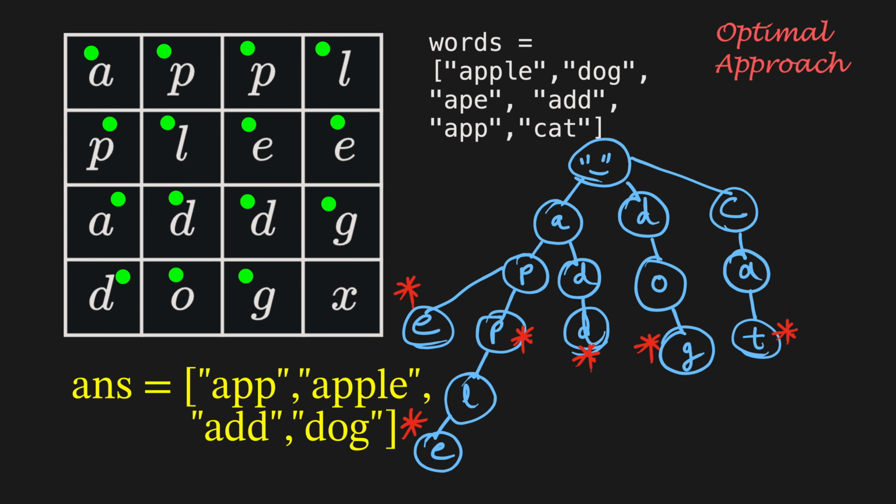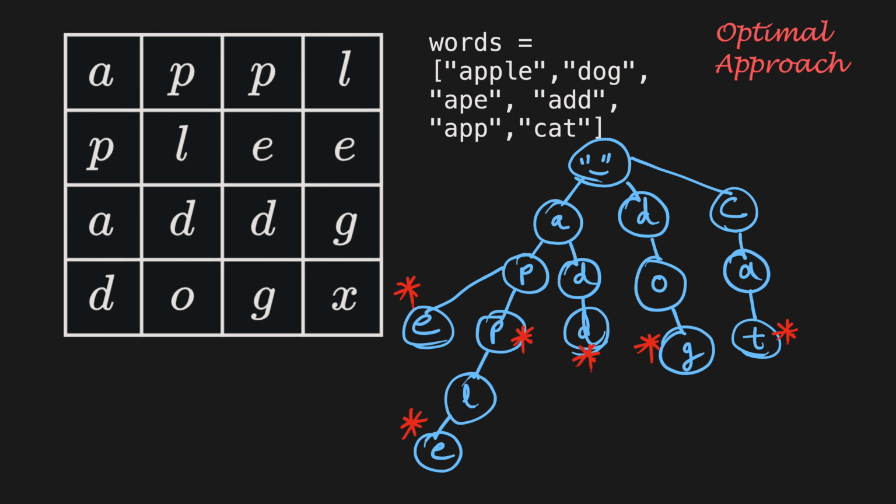And the word cat is never found because the character C doesn't even exist on the board. So a DFS for it will never be initiated from the root. So by following the paths on the board and constantly checking with our trie, we efficiently found all the words app, apple, add and dog while pruning all the paths that lead to nothing.